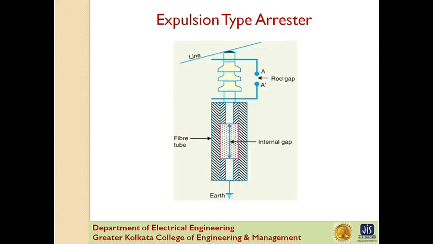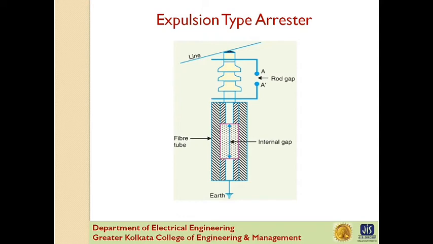Next is the expulsion type arrester. This type of arrester is also called protector tube and is commonly used on systems operating at voltage up to 33 kV. Now this figure shows the essential parts of an expulsion type lightning arrester. It consists of a rod gap A dash in series with a second gap enclosed within the fibre tube.